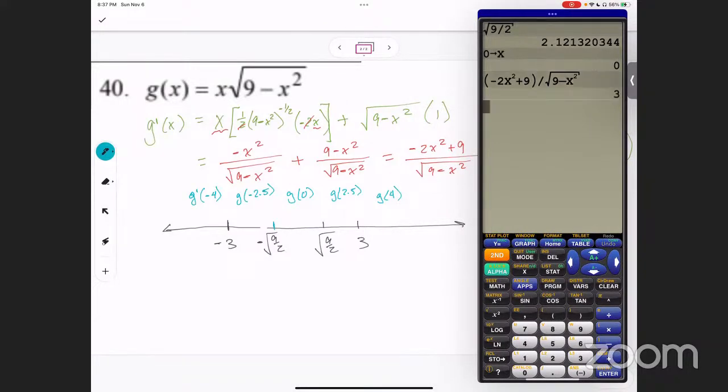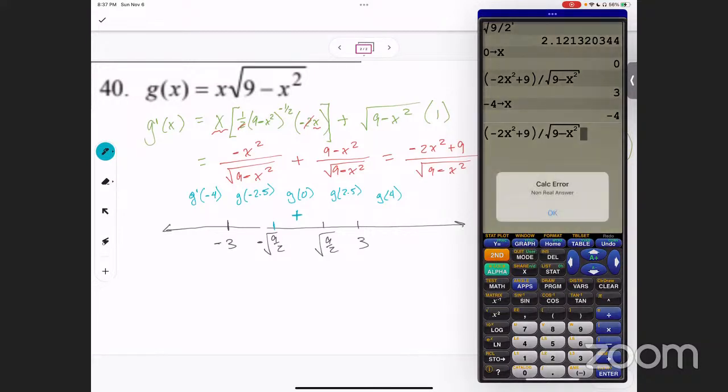Hit enter, and it gives me a 3, which is what? Positive or negative? Positive. So I'll put a plus here. So it's increasing there. Got it? Now I type in -4, and I store that for X. Store X, hit enter. And now I hit second enter, and it gives me back that formula. This time it's going to plug in -4. I hit enter, and it says non-real answer.